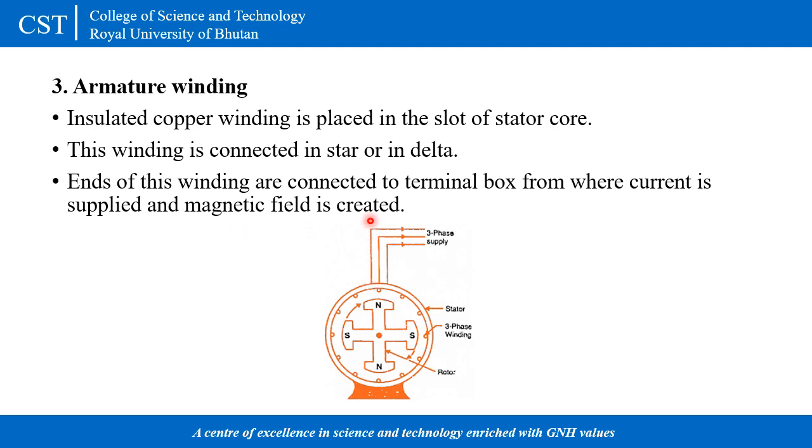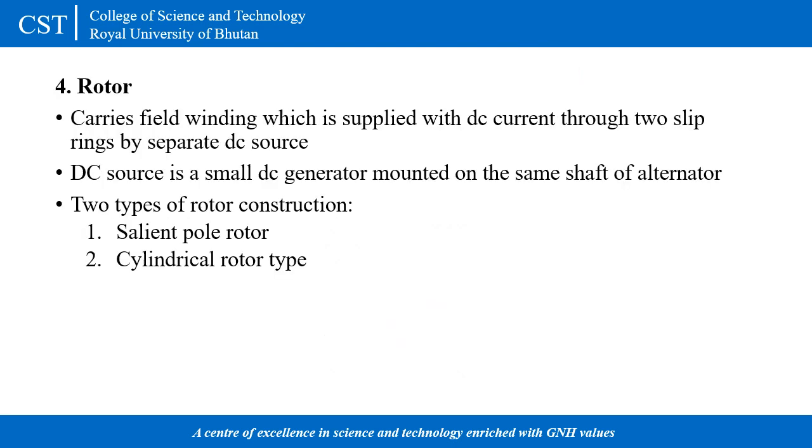Here this is the end of the windings. Here they are connected to the supply, and the dot we can see here represents the winding that is turned on the stator. This is the stator core, and inside there is the rotor, and I'll be explaining about that.